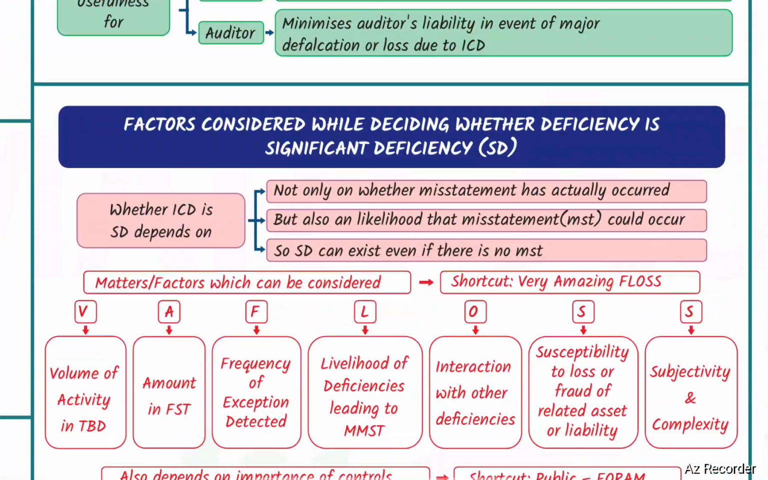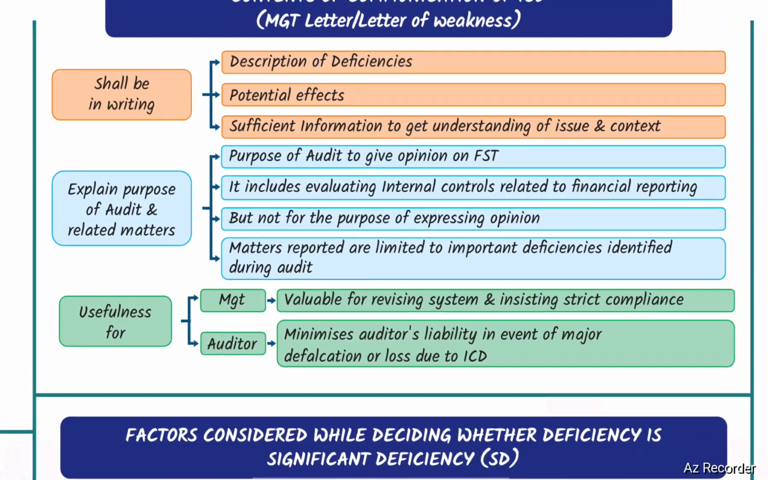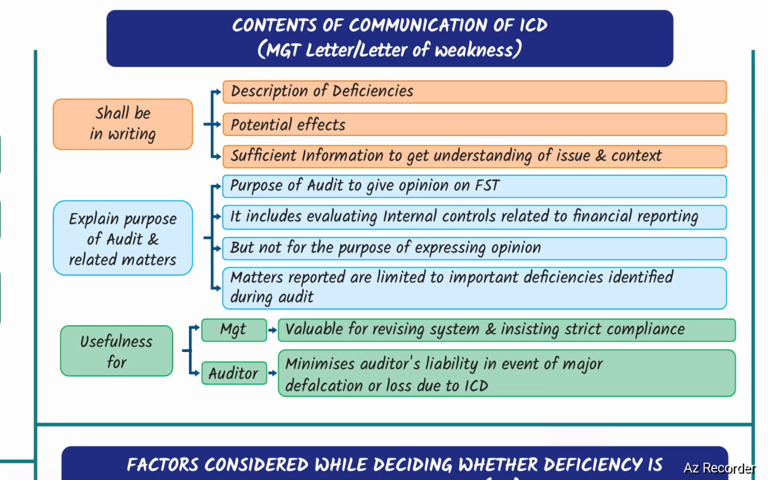Next, contents of communication of internal control deficiency: management letter or letter of weakness. The auditor will give this management letter or letter of weakness to management or those charged with governance. This shall be in writing, containing a description of deficiencies, potential effects, and sufficient information to get an understanding of the issue and context.